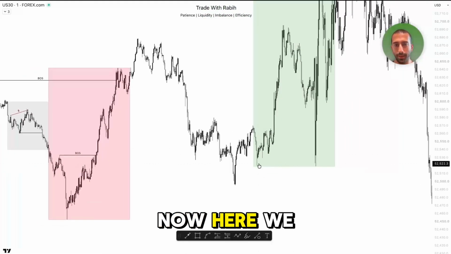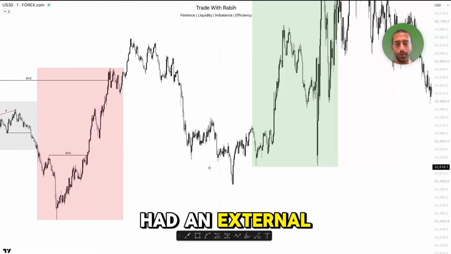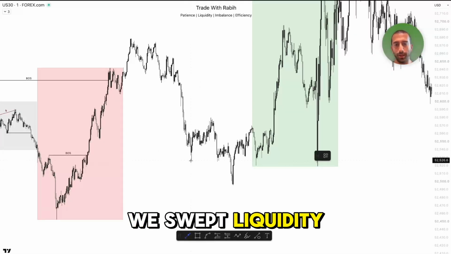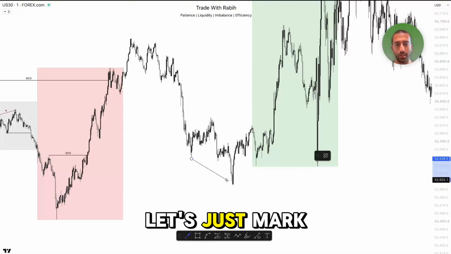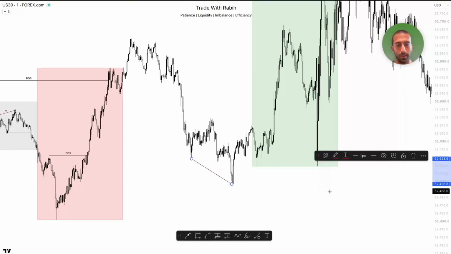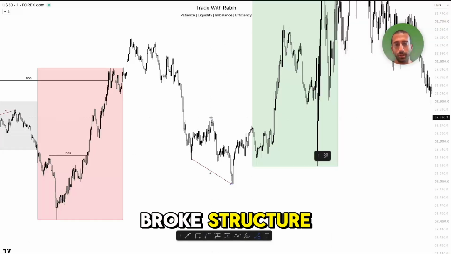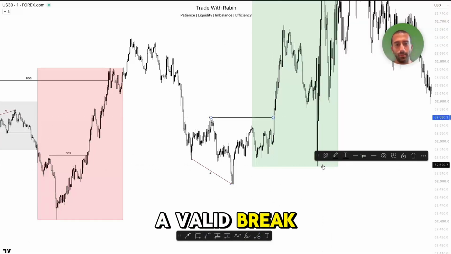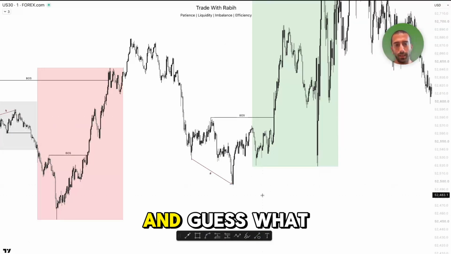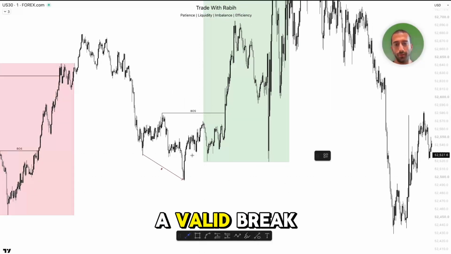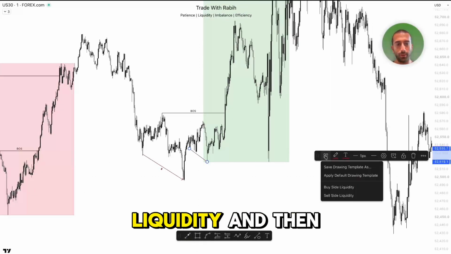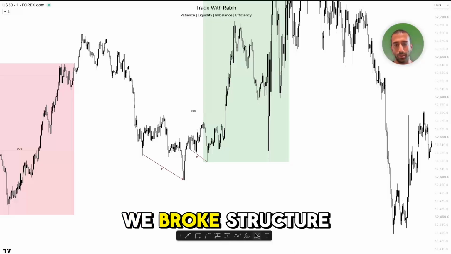Now, here we had an external. We swept liquidity here and here. Let's just mark this one for now. And then we broke structure. So this is a valid break of structure. And guess what? This is also a valid break of structure. Here we swept liquidity and then we broke structure.